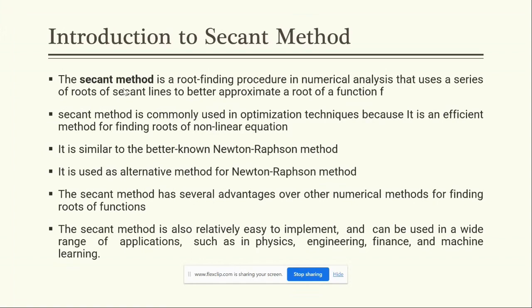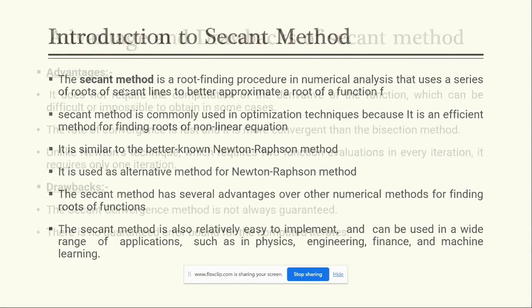It is very similar to the Newton-Raphson method. It can be used as an alternative for the Newton-Raphson method. It has several advantages over other numerical methods for finding roots. The secant method is very easy to implement and is used in a wide range of applications.